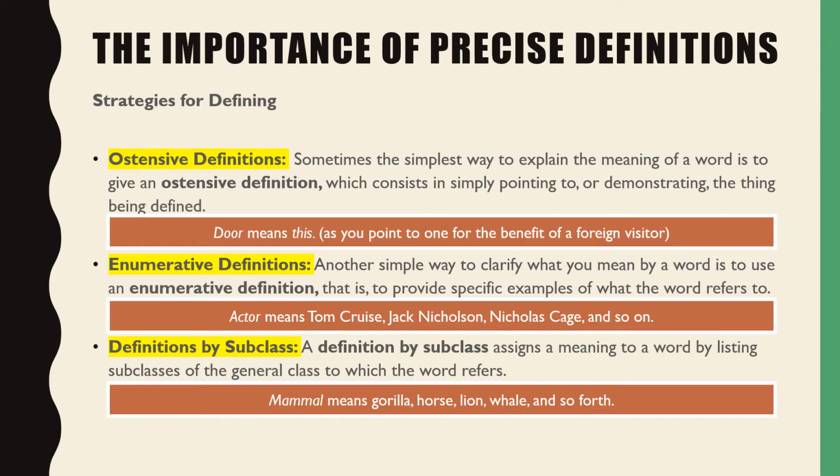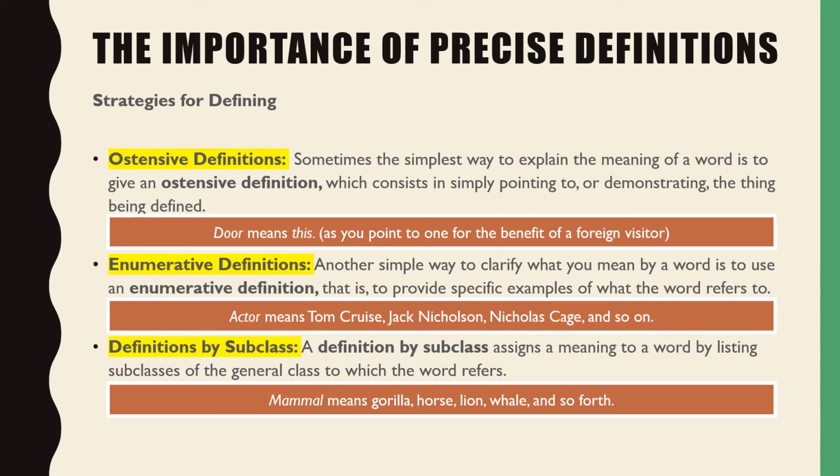Now, there are a few strategies that we can employ for defining, to come up with good definitions. The first one is ostensive definitions. Now, sometimes the simplest way to explain the meaning of a word is to give an ostensive definition, which consists in simply pointing to or demonstrating the thing being defined. For example, door means this, as you point to one for the benefit of a foreign visitor.